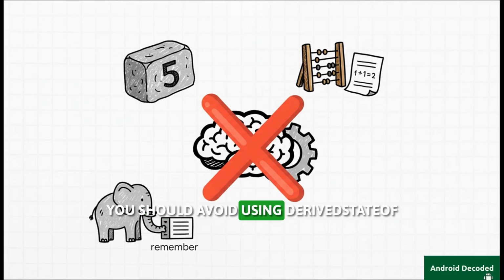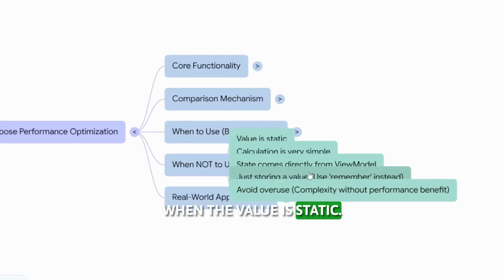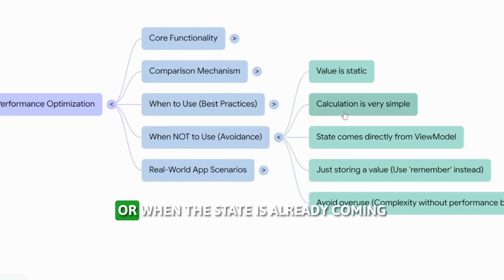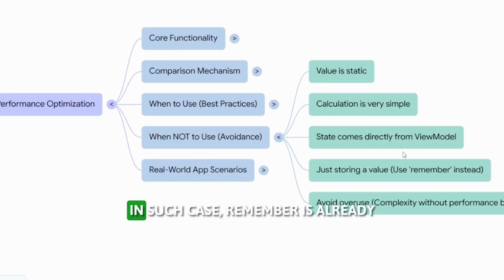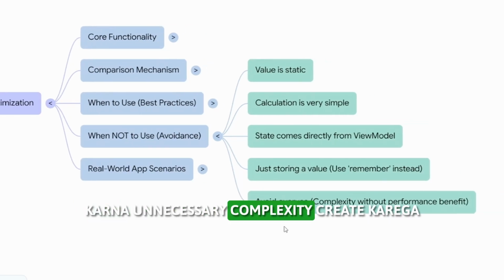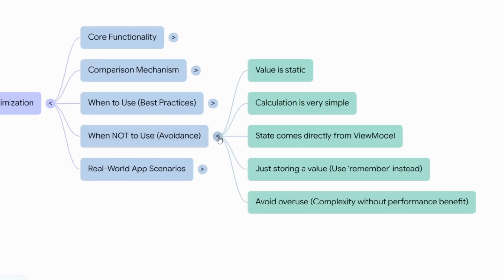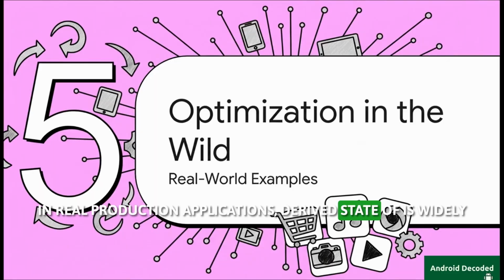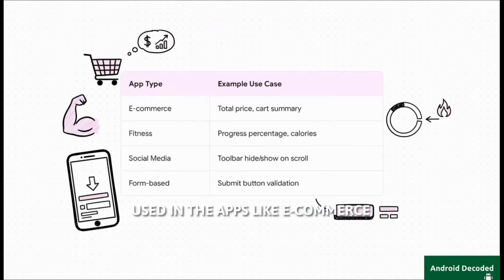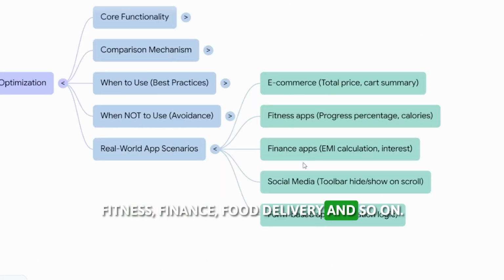You should avoid using derivedStateOf when the value is static, the calculation is very simple, or when the state is already coming directly from your view model. In such cases, remember is already sufficient और derivedStateOf यूज़ करना unnecessary complexity create करेगा. In real production applications, derivedStateOf is widely used in apps like e-commerce, fitness, finance, food delivery and so on.